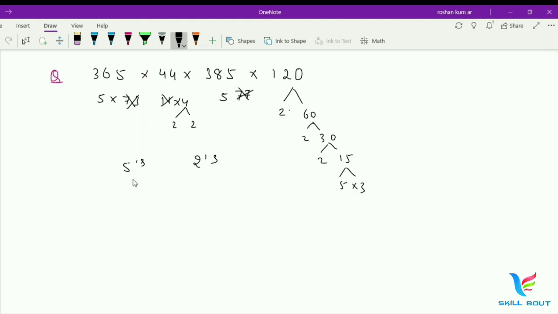So if I count the number of 5s, we have 1, 2, 3. If you count the number of 2s, definitely more than 3. It is 2, 4, 3 plus 2, 5. So I hope you are able to get the pairs. How many pairs will be possible? So the number of pairs will be equal to 3. Hence the number of zeros will also be equal to 3. This is a simple question.